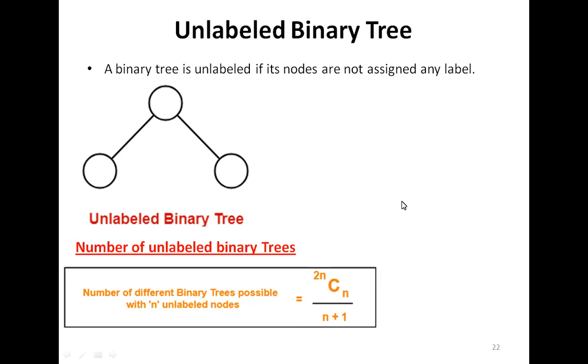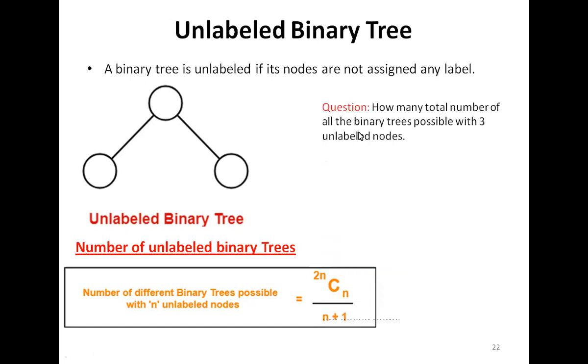Now let us take one example. The question is how many total binary trees are possible with three unlabeled nodes. Can you find this by using this formula? Can you find this, students? Who can find this?